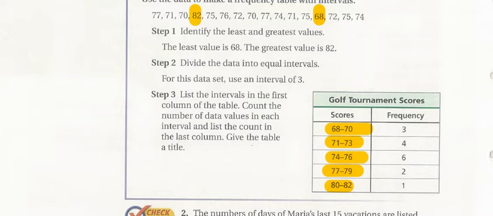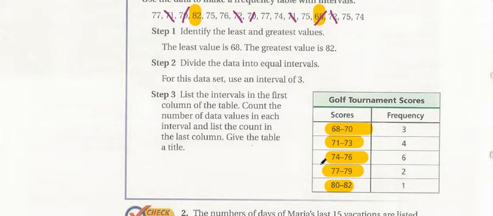Now I need to find how many times the values occur, what is the frequency of the first interval, which is from 68 till 70. I'm going to count how many times they occur: 1, 2, and 3. So what is the frequency I have? 3. Alright, so the second interval, from 71 till 73. I'm going to count how many times the data occurs: 1, 2, 3, 4. So from 71 to 73, how many data do I have? It's 4. So the frequency is 4.